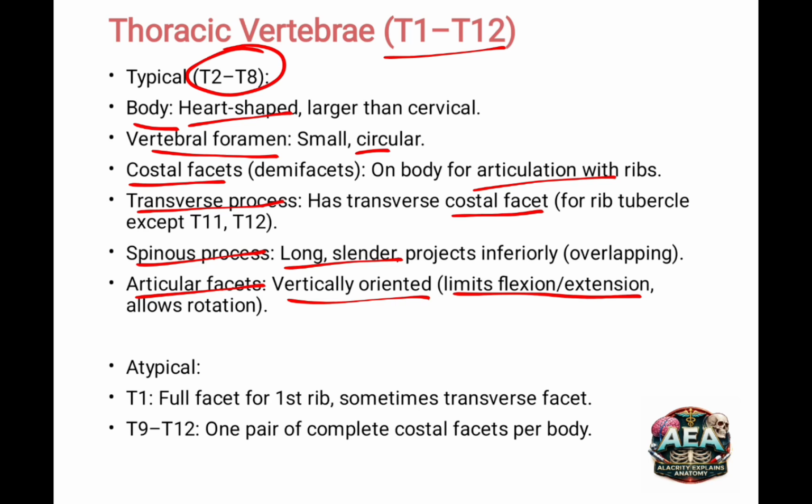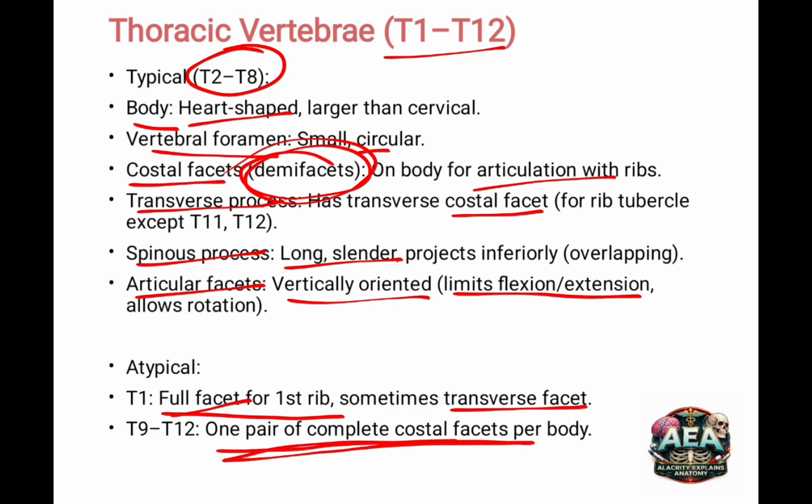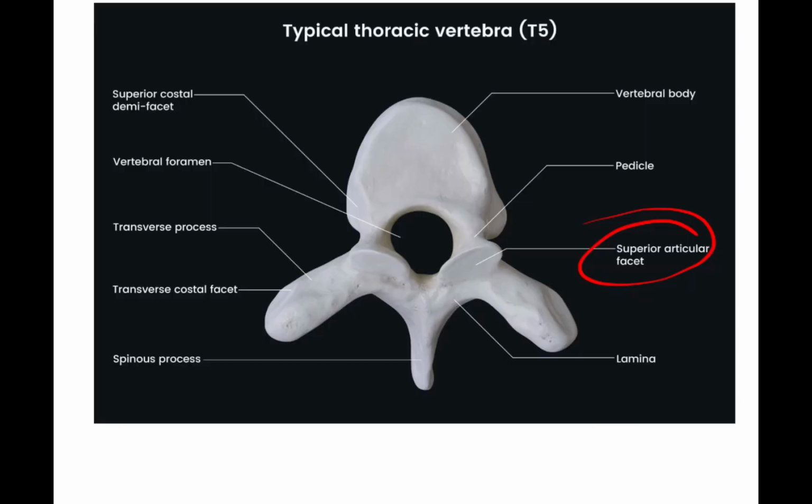Now for the atypical thoracic vertebrae, T1 has a full facet for the first rib and sometimes a transverse facet, and has a full facet, not a demifacet like the others. From T2 to T8 they have a demifacet, the costal facet, but for T1 it has a full facet. For T9 to T12 they have one pair of complete costal facet. It is complete, but it's just one pair per body. So that's that.